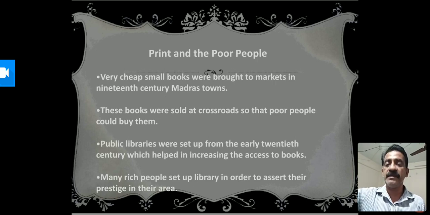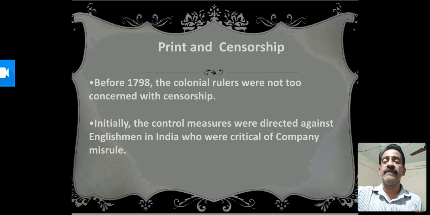Print and the poor people. Its impact. Very cheap small books were brought to markets in 19th century Madras towns. These books were sold at crossroads so that poor people could buy them. Public libraries were set up from the early 20th century, which helped in increasing the access to books. Many rich people set up libraries in order to assert their prestige in their area.